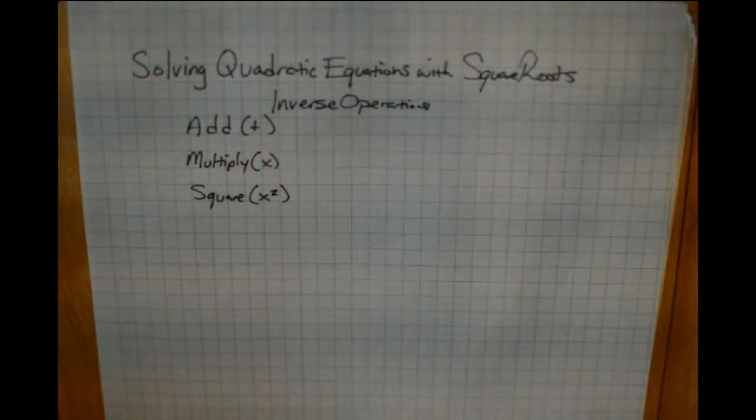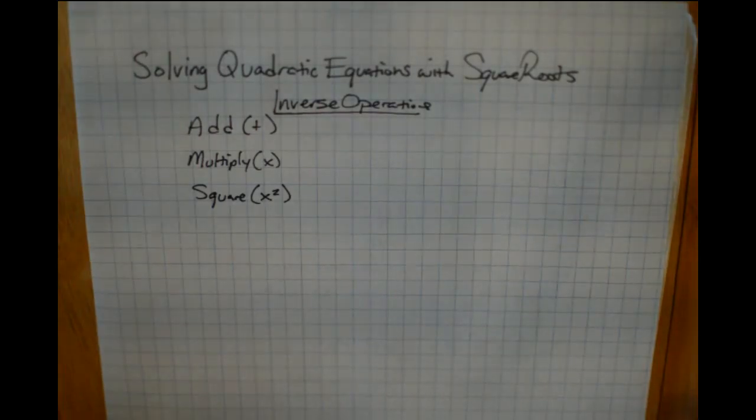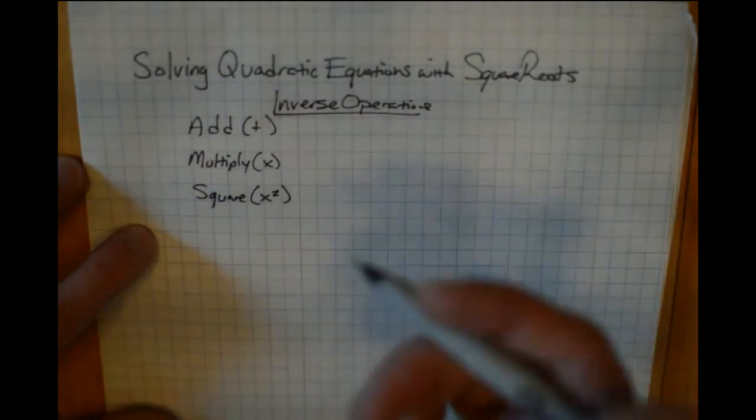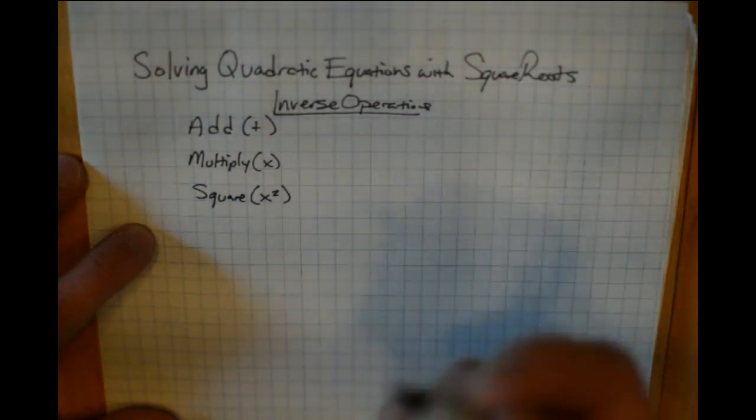In this video, we're going to take a look at a couple of examples of solving quadratic equations using square roots. So the first thing that I want to talk about here is the idea of inverse operations, because anytime we're solving any equation of any type, what we use are opposite operations to sort of undo operations until we get the variable of interest by itself.